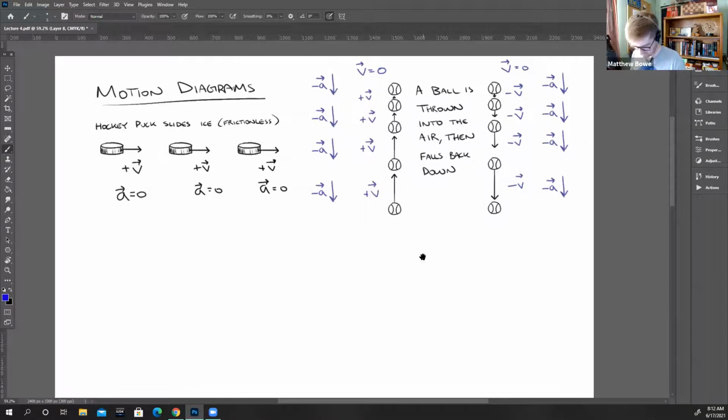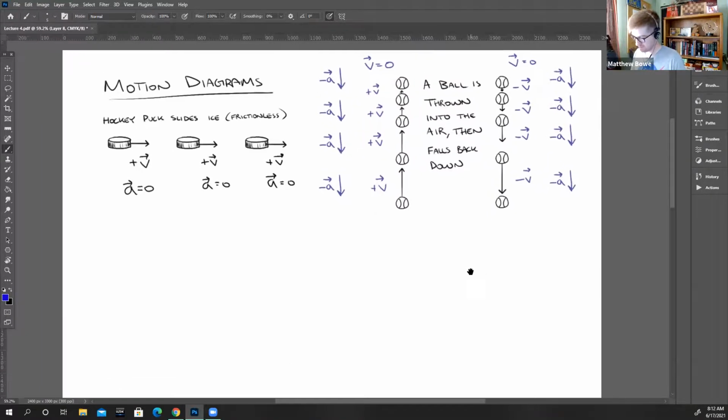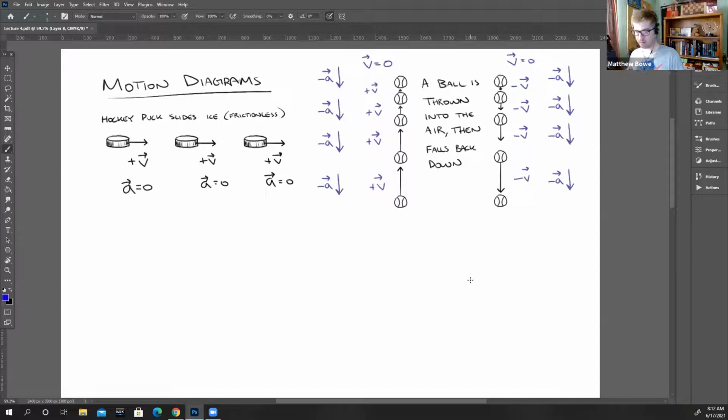All right, those are a lot of arrows around that picture. Let's move on to the next little diagram.